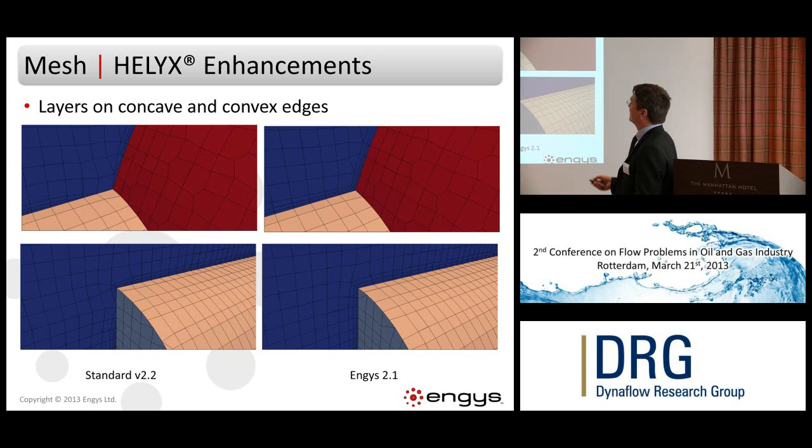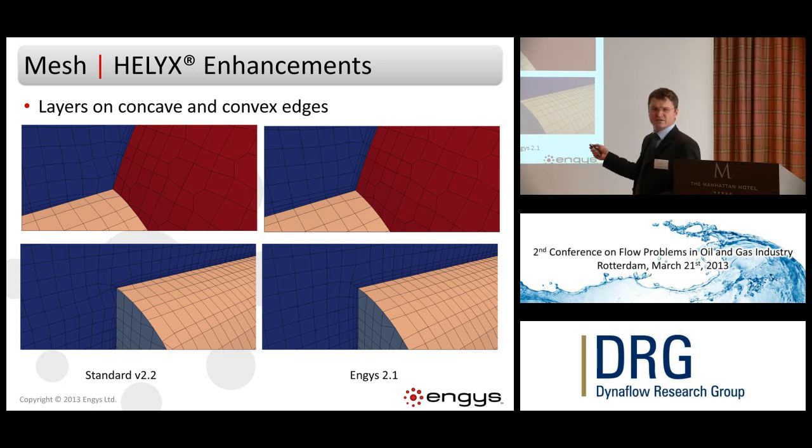Then looking again at differences between the standard OpenFOAM 2.2 version and our version of the mesh generator, we see that layers collapse typically around both concave and sharp external corners, and this is for various reasons. In this case, there's a symmetry plane here, and OpenFOAM doesn't deal very well with moving the contact point across the symmetry plane. With our version, it's not a problem.